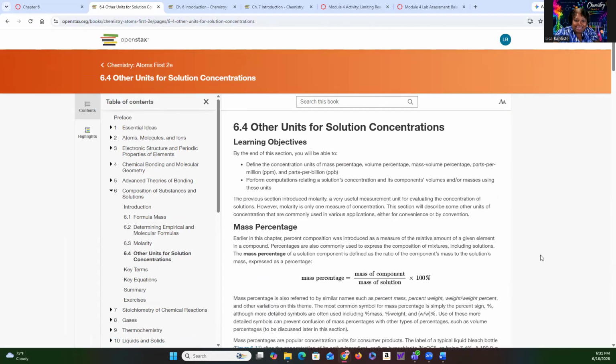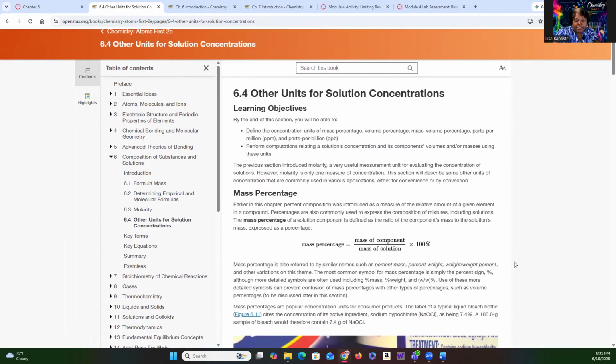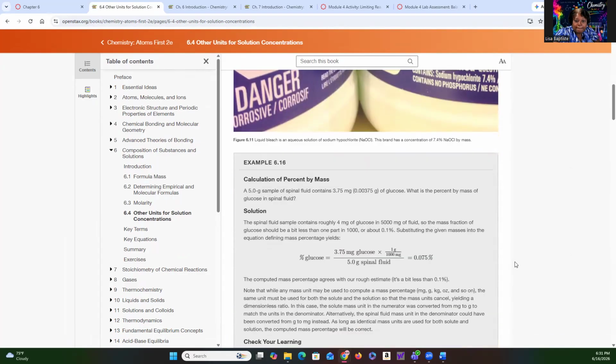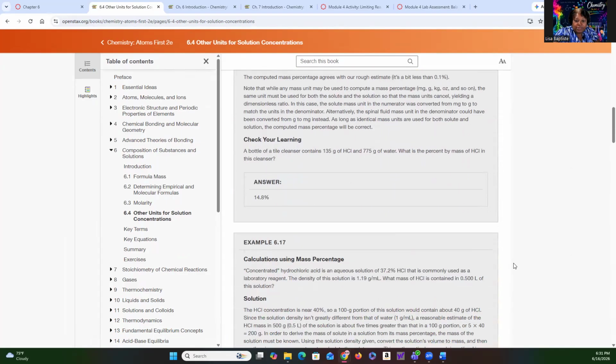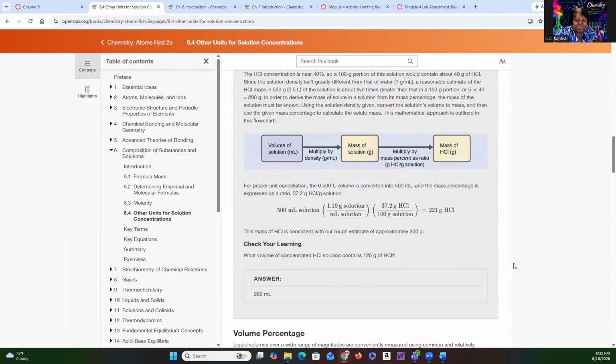And then the last section is on other units of solution concentration. So we have mass percent. And so look through the examples for mass percent. Those are pretty straightforward. Okay, they're pretty straightforward.